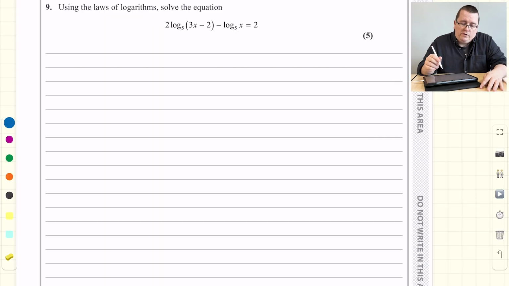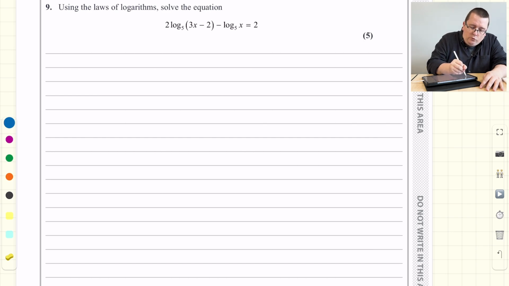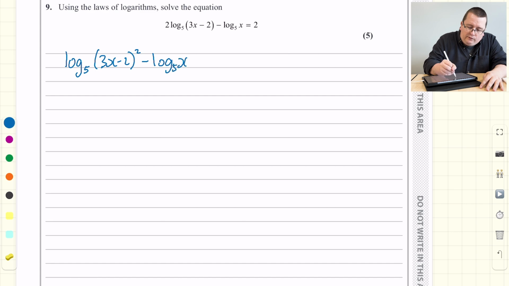So this is question number 9. Using the laws of logarithms, solve the equation 2 log base 5 of (3x take away 2), take away log base 5 of x, is equal to 2. So let's bring the 2 up to the power first. So use the power rule first: log base 5 of (3x take away 2) squared, take away log base 5 of x is equal to 2.